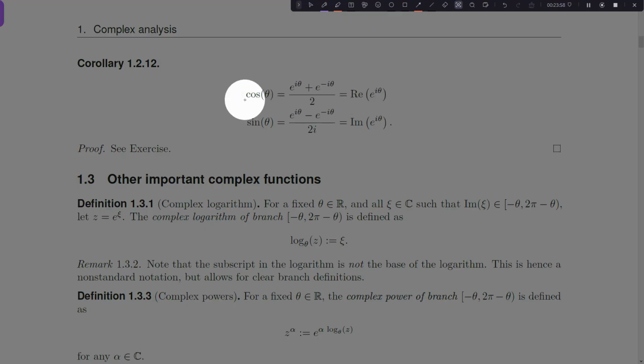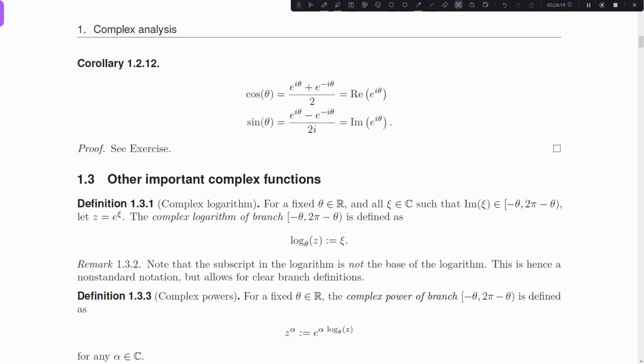And that corollary is that you can represent cosine as the real part of e to the i theta, which, if we remember how conjugates work, is exactly how you would represent the real part of e to the i theta. Similarly for sine, we can represent sine as the imaginary part of e to the i theta, and then actually represent it in terms of conjugates.